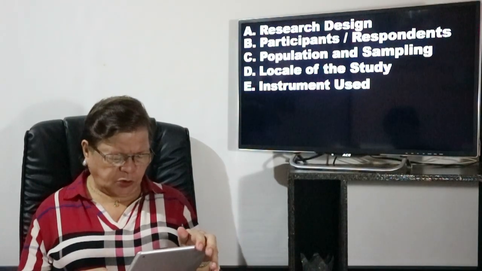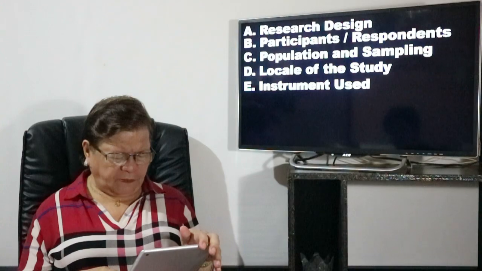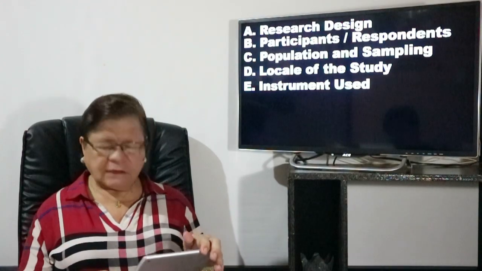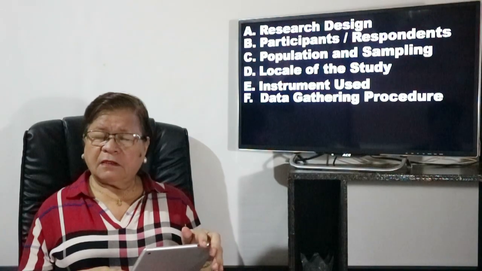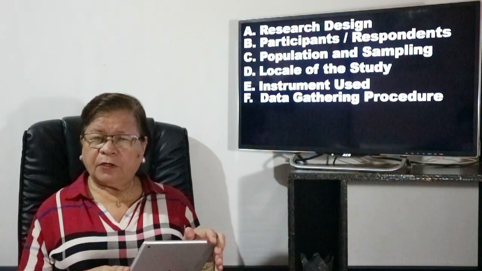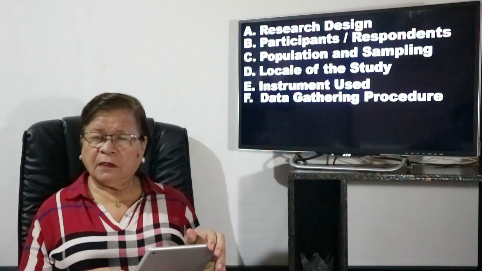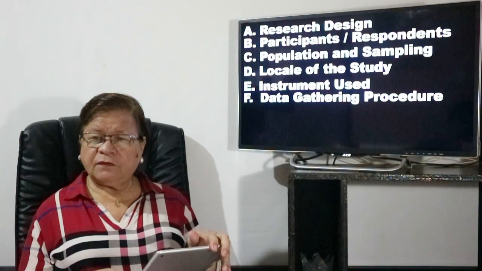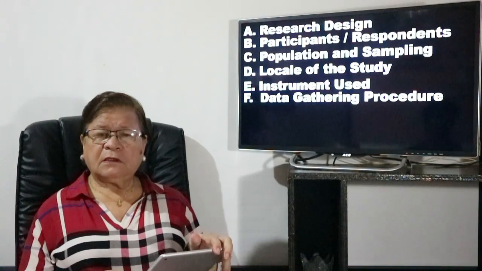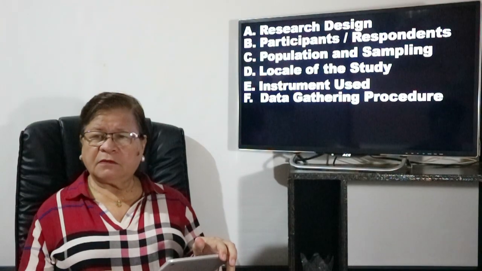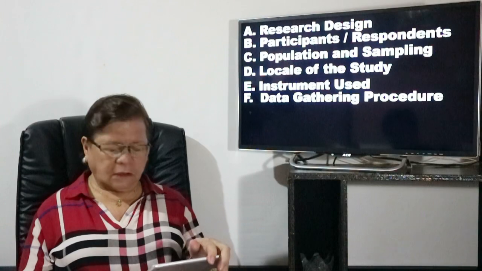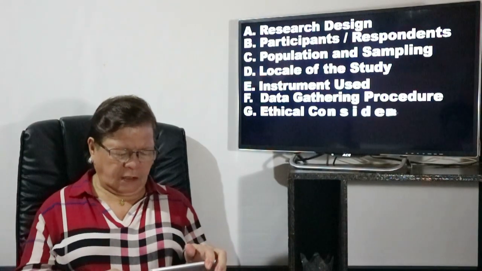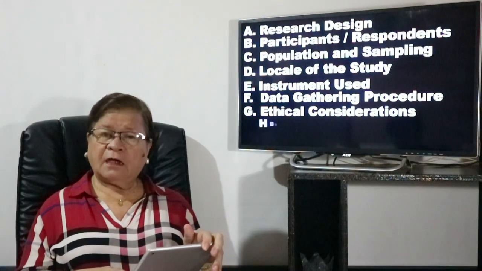After having the instrument, next will follow the data gathering procedure. So the data gathering procedure will involve how you are going to gather the data. It can be through interview, it can be through instrument, it can be other methods. And then what will follow is the ethical considerations, and finally the data analysis.